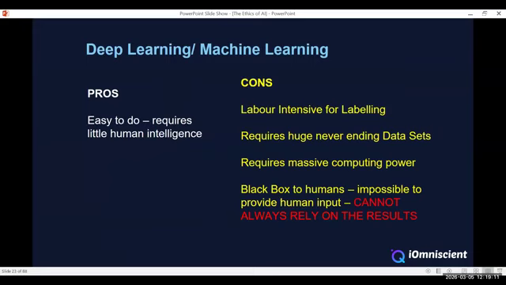The pros of that is that it's easy to do, and requires little human intelligence to implement. The cons, of course, is that it's a very labor intensive process for labeling the systems and images and so on. It requires huge, never ending data, because if a new type of dog comes along and you haven't trained the system on that, it won't recognize it. It requires massive computing power because you have very, very large data sets that you have to train the system on. And to a large extent, it's a black box to humans.